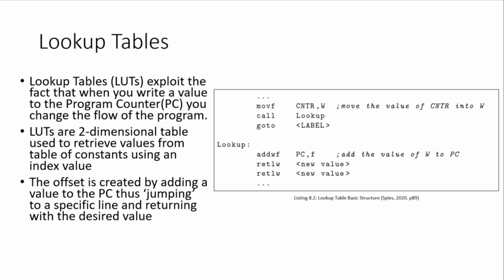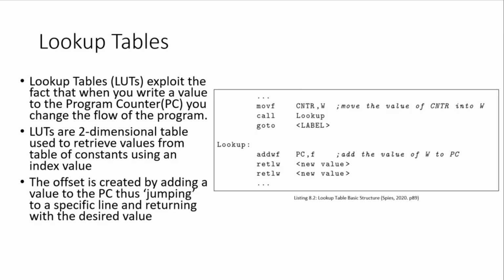In the example, the value of counter is the value that must be converted using the lookup table. The value of counter is loaded into the working register before calling the lookup table. In the lookup table subroutine, the value of W, which is now the same value as the value of counter, is added to the program counter.